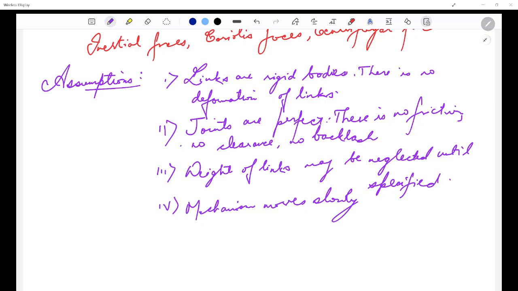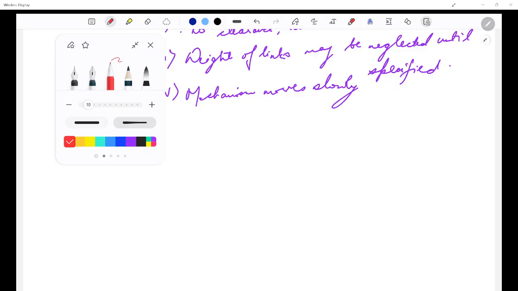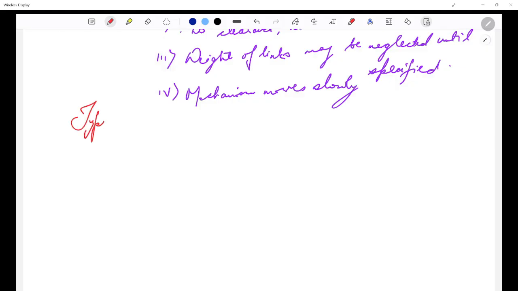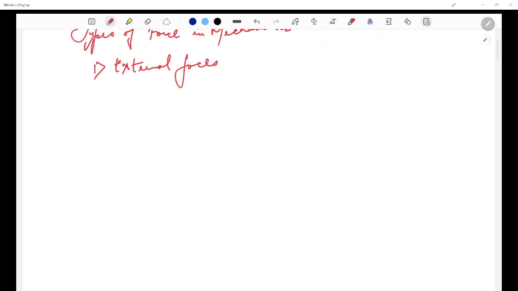Okay, then there are types of force in mechanisms. If you have any question, you can ask me. So when analyzing mechanisms, forces appear mainly at joints. So if we classify them, they can be external forces. Okay. So these are the forces applied from outside the mechanism.